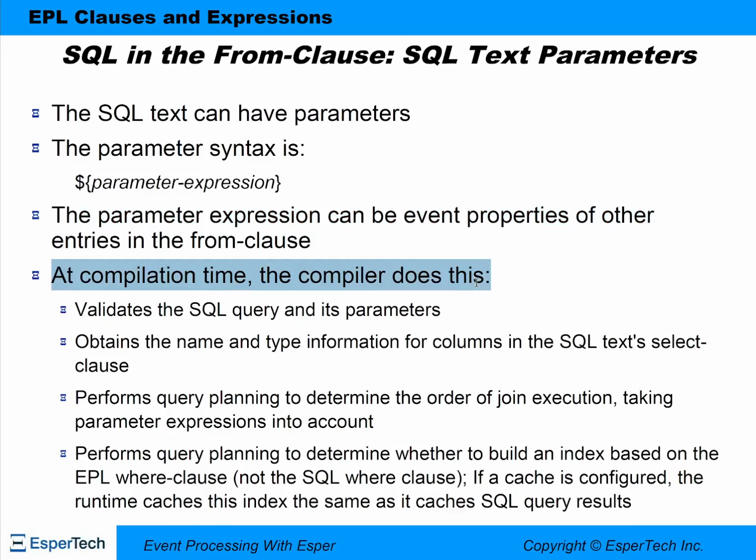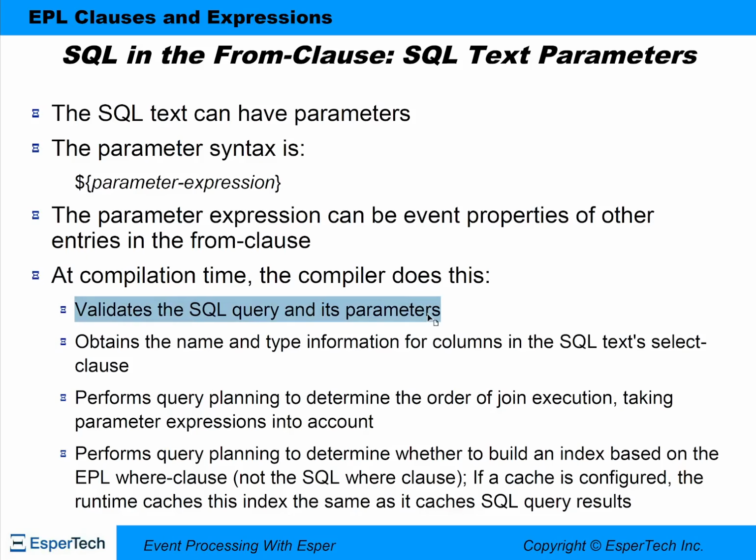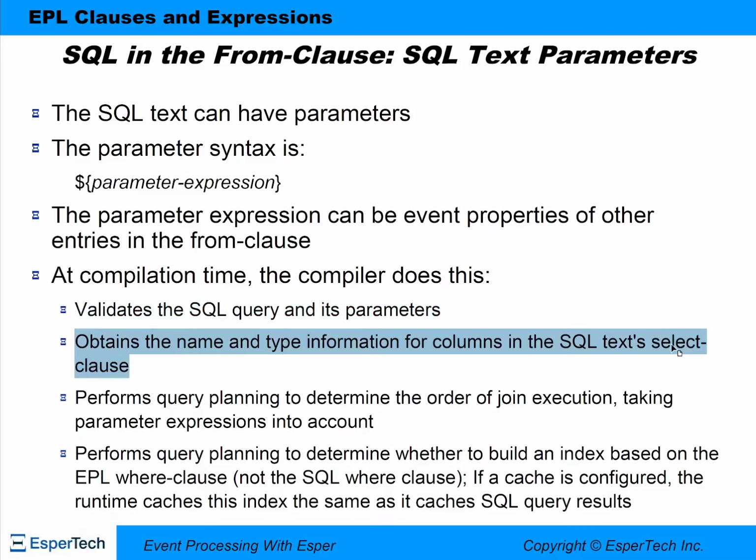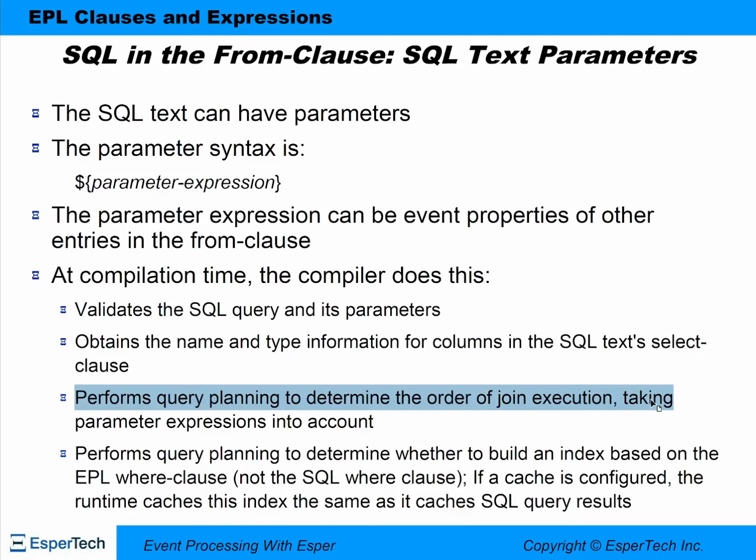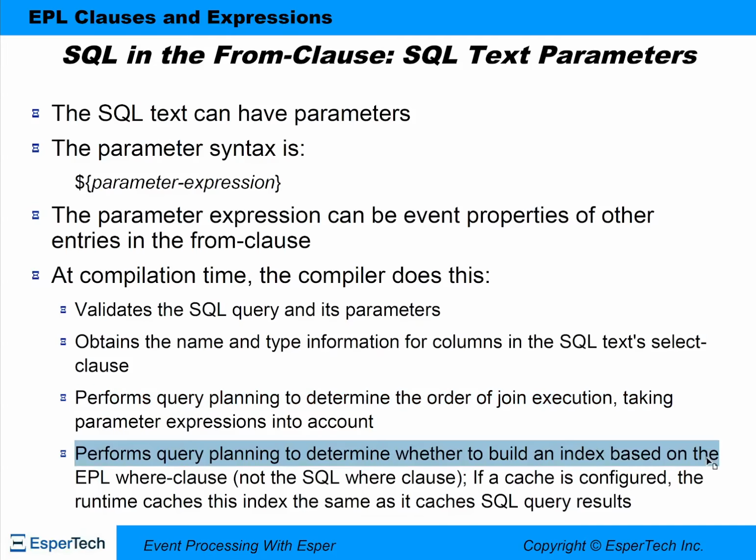At compilation time, the compiler does this. The compiler validates the SQL query and its parameters. The compiler obtains the name and type information for columns in the SQL text select clause. The compiler performs query planning to determine the order of join execution, taking parameter expressions into account. The compiler also performs query planning to determine whether to build an index based on the EPL where clause, not the SQL where clause. If a cache is configured, the runtime caches this index the same as it caches SQL query results.